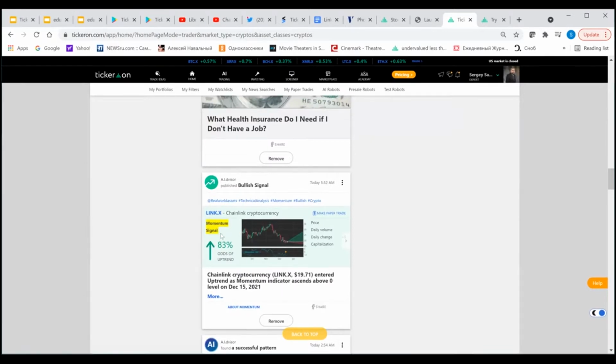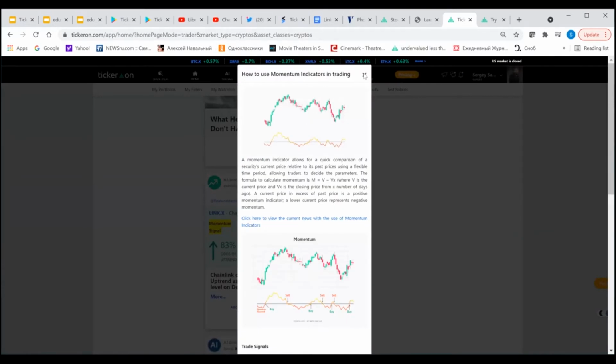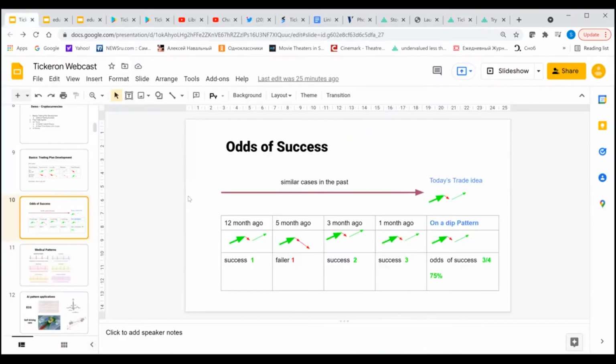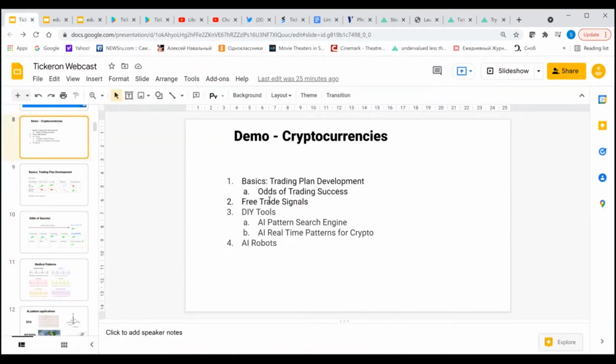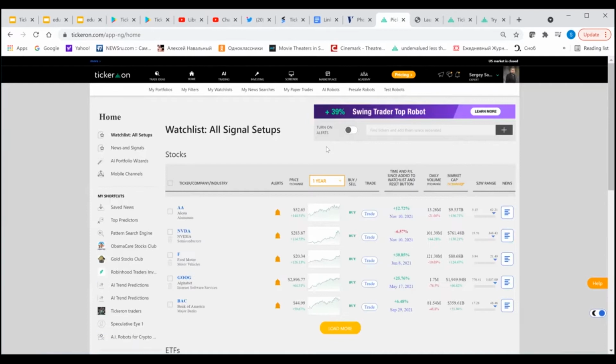And then here is a momentum signal. If you don't have any idea about momentum, you click here and learn about momentum pretty quickly. So that's the point where I showed you the free trade signals. You get that feed and then you use it. Now let's move on. Now we're on the home page, and let's talk about how to build your own robot.